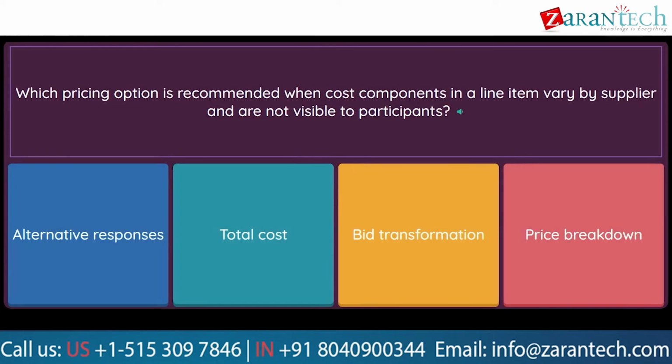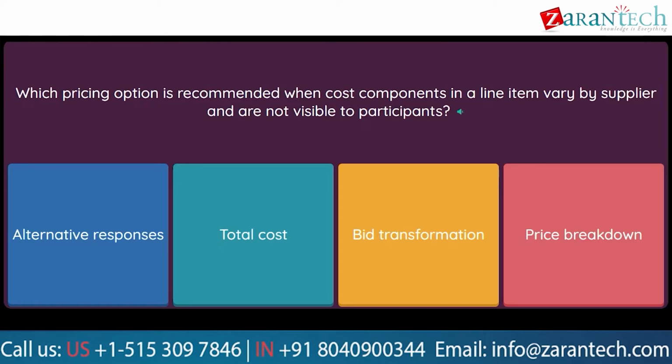Question: which pricing option is recommended when cost components in a line item vary by supplier and are not visible to participants? Option 1, alternative responses. Option 2, total cost. Option 3, bid transformation. Option 4, price breakdown.